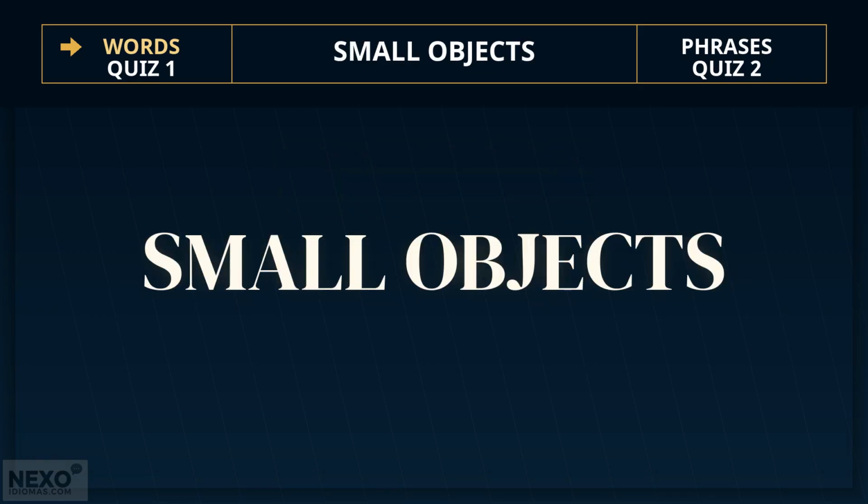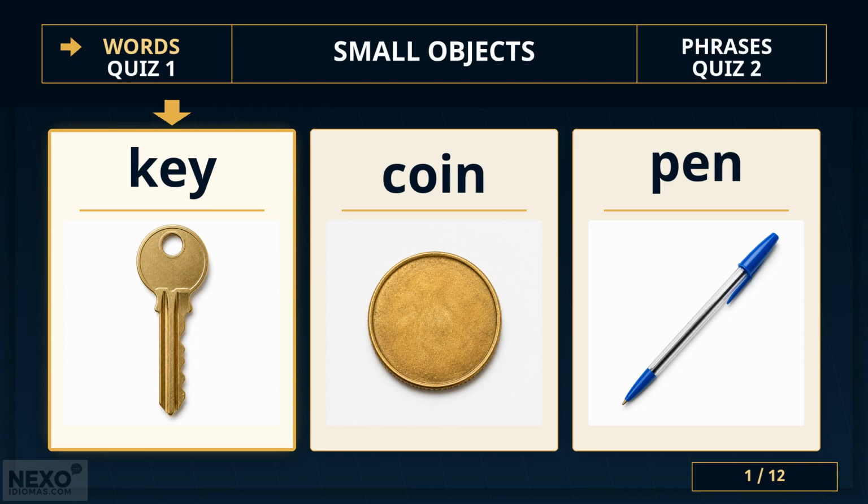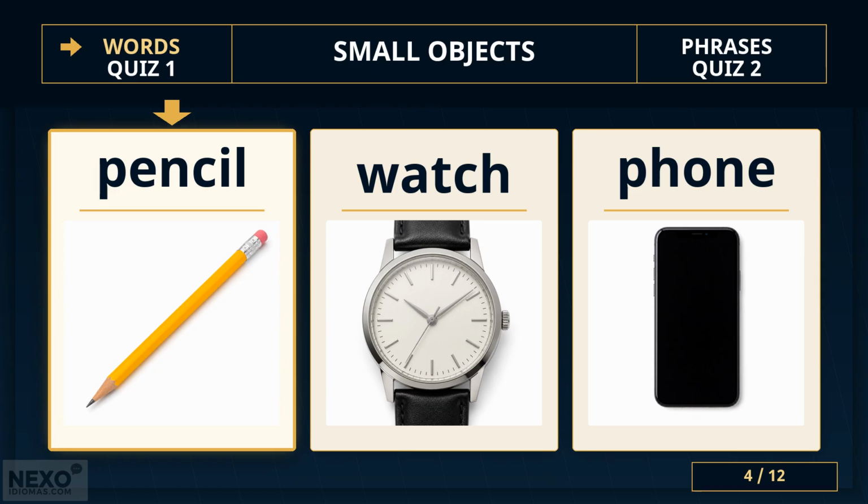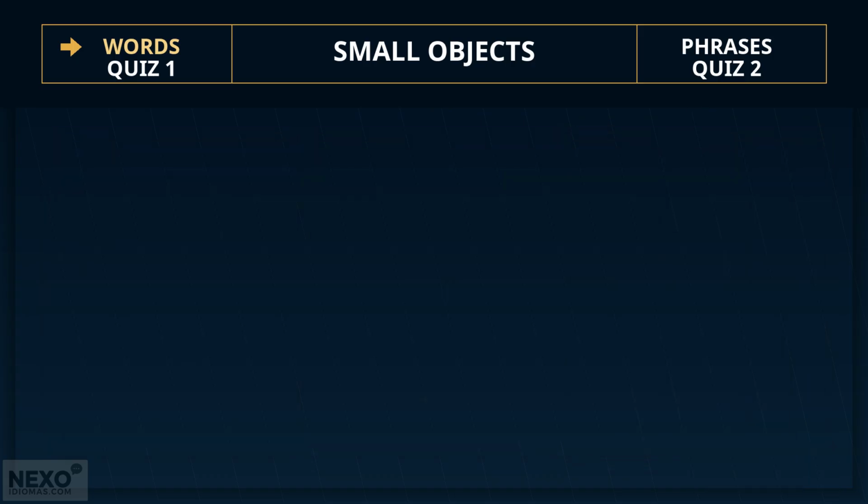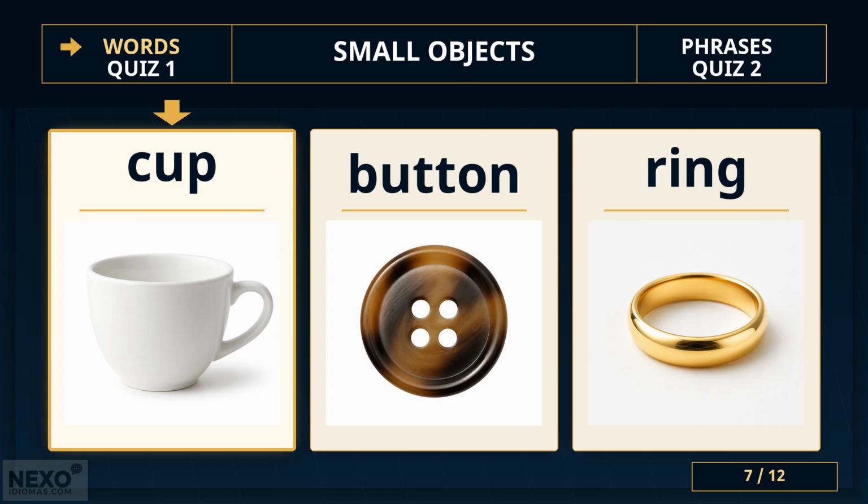Small objects. Key. Coin. Pen. Pencil. Watch. Phone. Cup. Button. Ring.